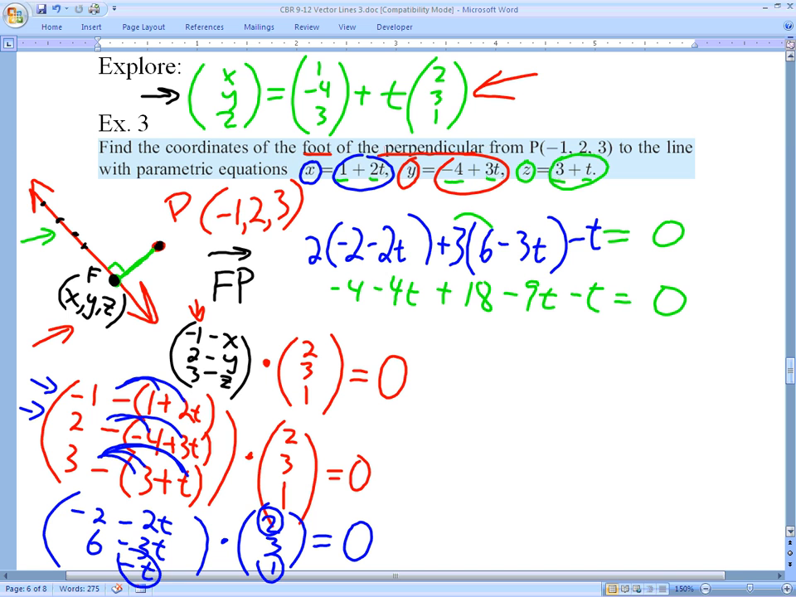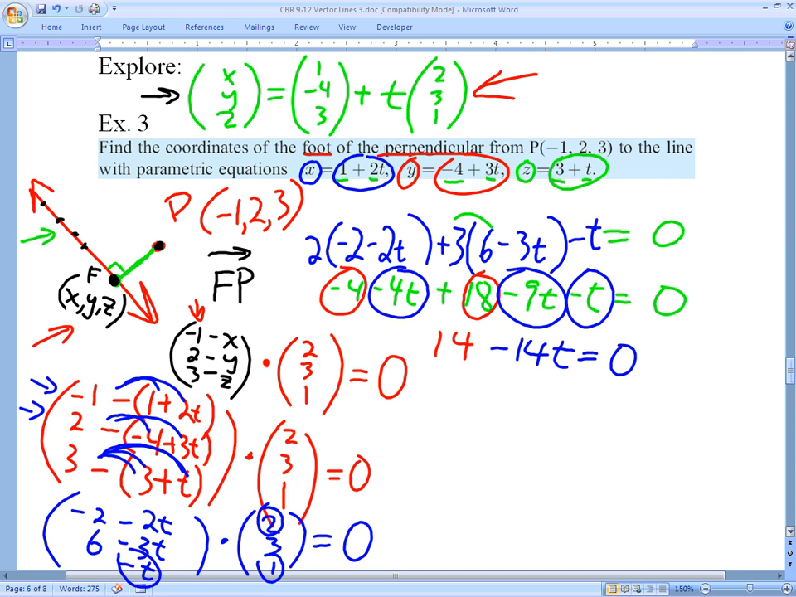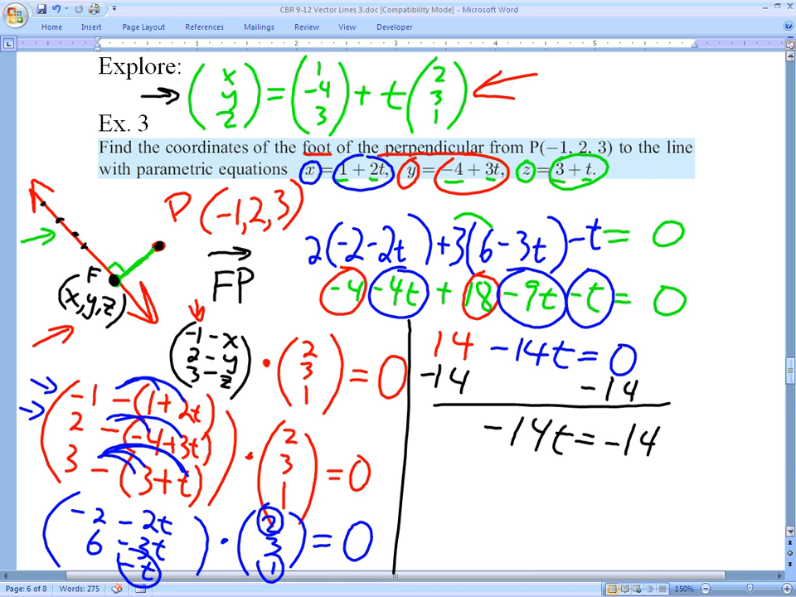Let's look for like terms. My constants, I've got -4 and 18, so that'll become a 14 there. And then my variables, I've got negative 4t, negative 9t, and negative t. Oh my goodness, could this work out more perfectly? I end up with negative 4 plus negative 9 is negative 13, and then one more negative t gives me negative 14 t's, which equals 0. I'm trying to get my t's to one side, so I subtract from both sides. We're going to subtract 14 to get my variables alone. I have negative 14t equals negative 14, and then divide both sides by negative 14, so I can clearly see that t is going to equal 1.